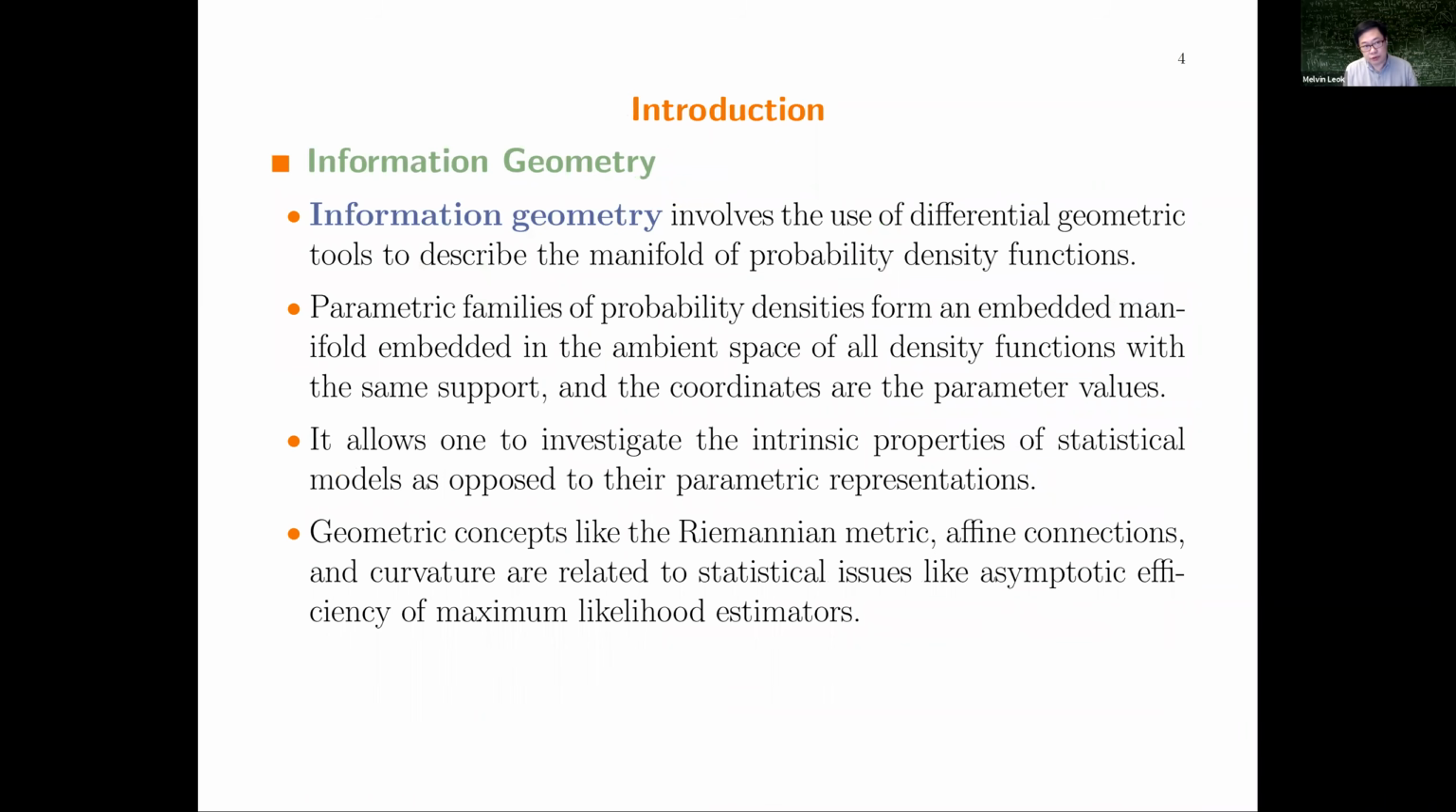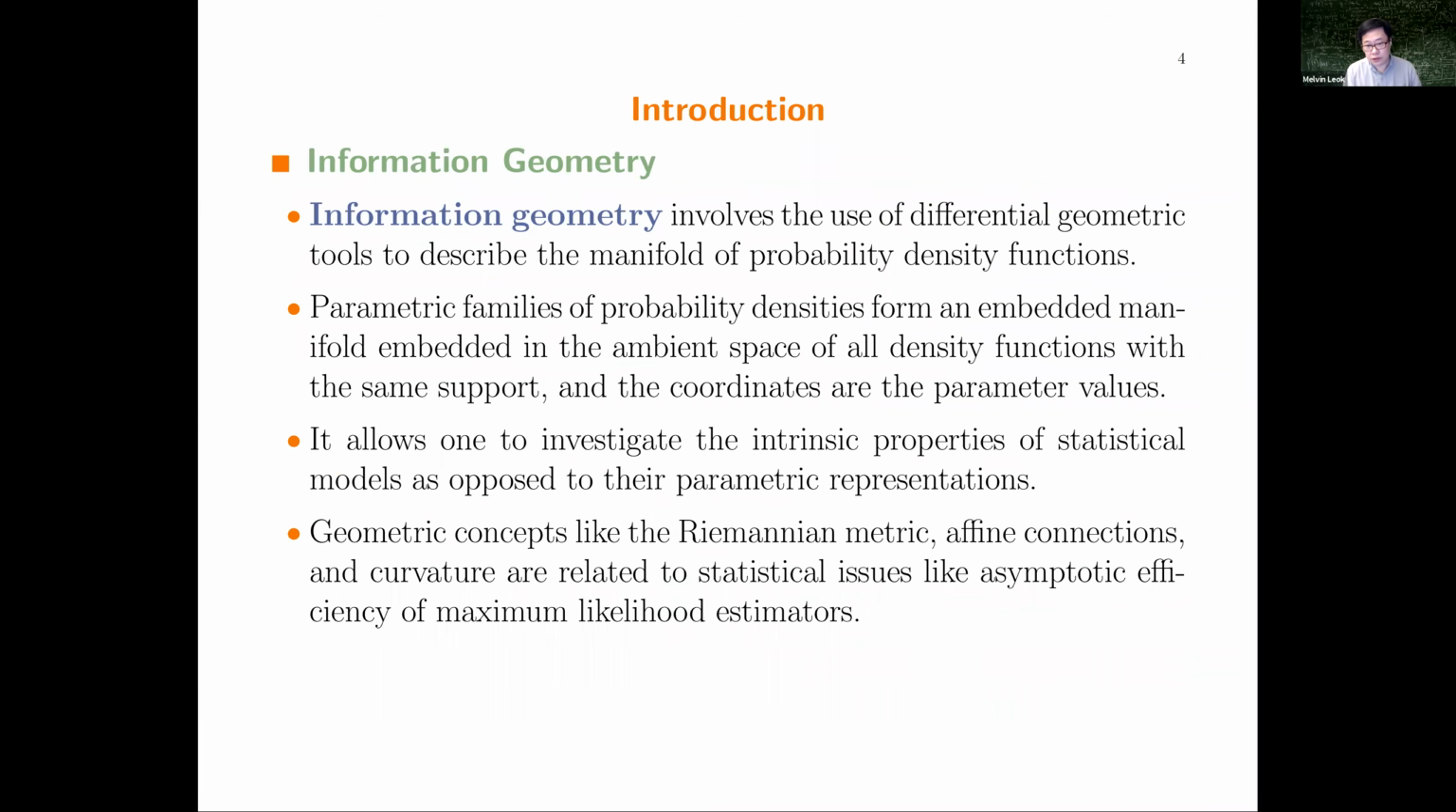Let me briefly say what information geometry is. Information geometry involves the use of differential geometric tools to describe the manifold of probability density functions. In particular, there's a lot of interest in parametric families of probability densities, for example, the exponential family, and things like that.